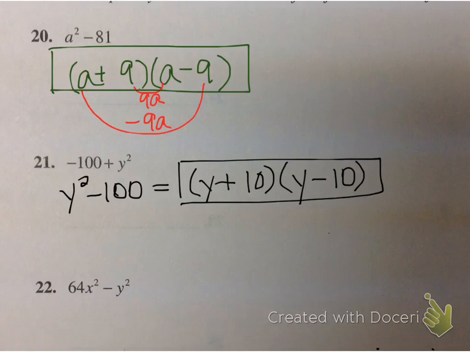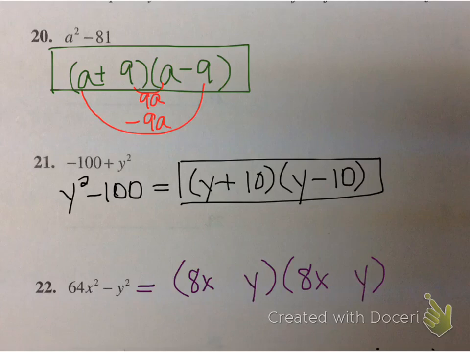Let's try one more. 64x squared minus y squared. Again, everything's perfect squares, and it's a subtraction, so it's a difference of squares, and these break down. 64x squared would be 8x and 8x. y squared would be y times y. One's a plus, one's a minus.